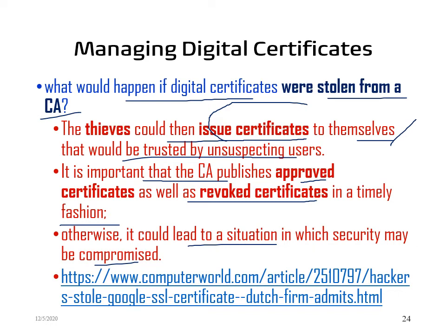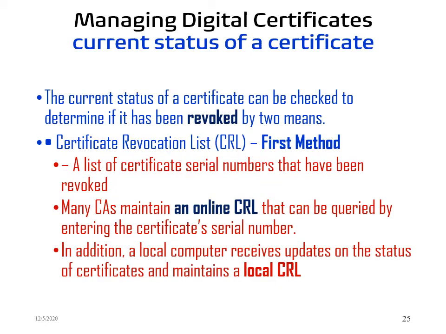So what we have seen so far, we have seen that there are three components which have been used for managing the digital certificates. Okay, so digital certificates are actually issued by a trusted third-party center that has been used for avoiding non-repudiation, right? The current status of the certificate can be checked to determine if it has been revoked by two means. So how can the revocation be done?